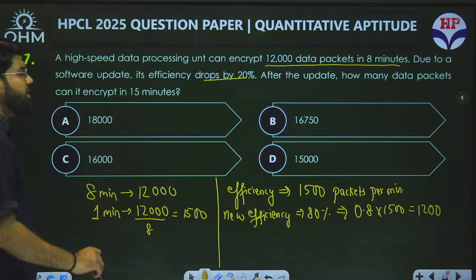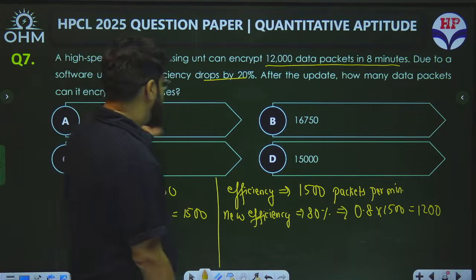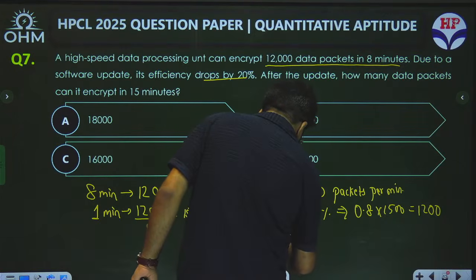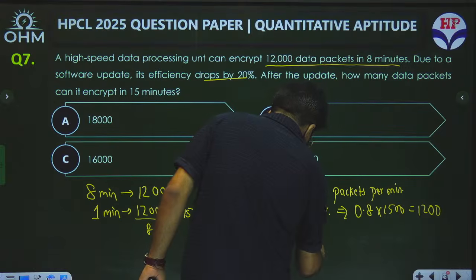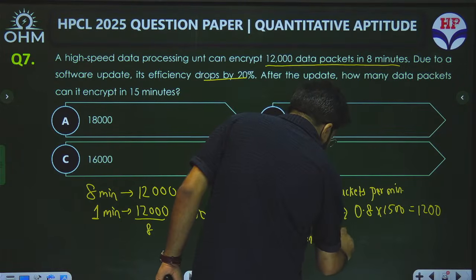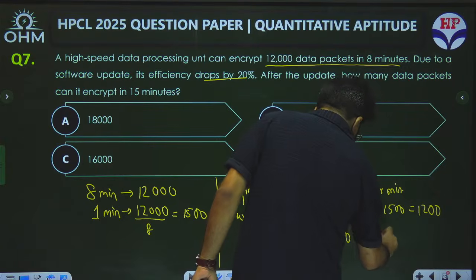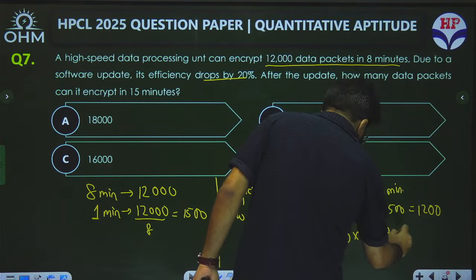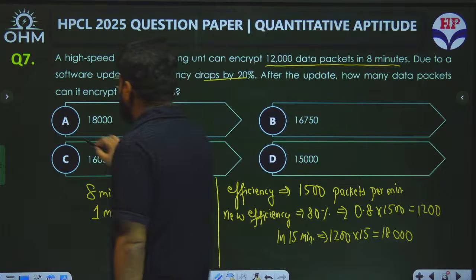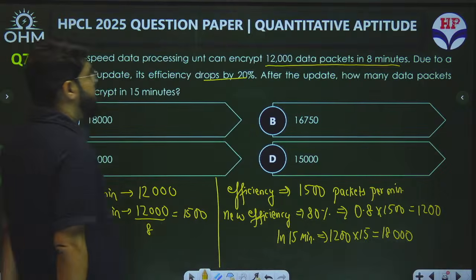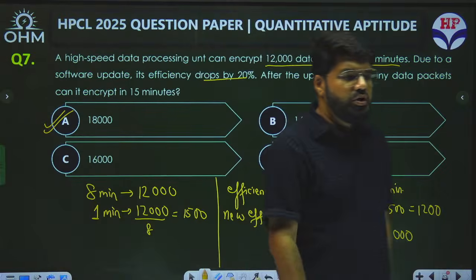After the update, how many data packets can it encrypt in 15 minutes? With this new efficiency, 1200 per minute, 1200 is multiplied by 15. So this is 12 into 15, 180, and 00, 18,000. It should be able to do 18,000, option number A. Correct. Option number A it is.